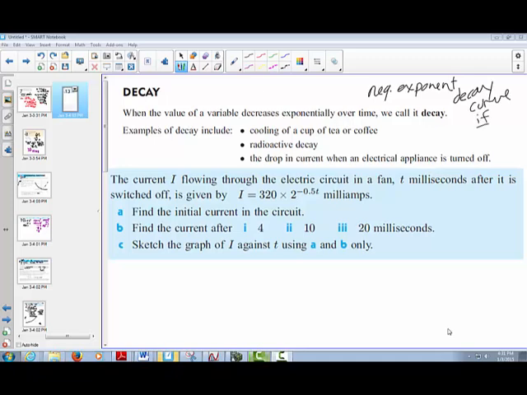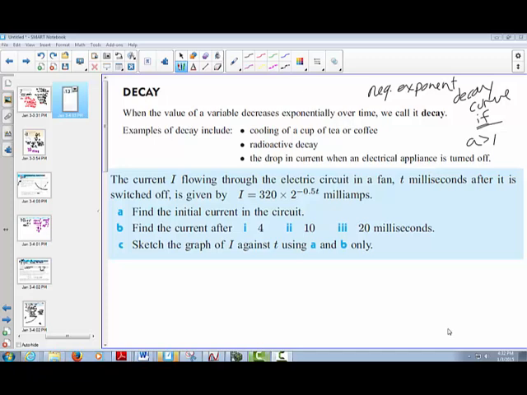if A is greater than 1. Okay, that's key here, because in this example, 2 with that negative exponent means I have 1/2 for a base. I personally like using the fractions for the base, but it doesn't always work that way. So what are decay curves?